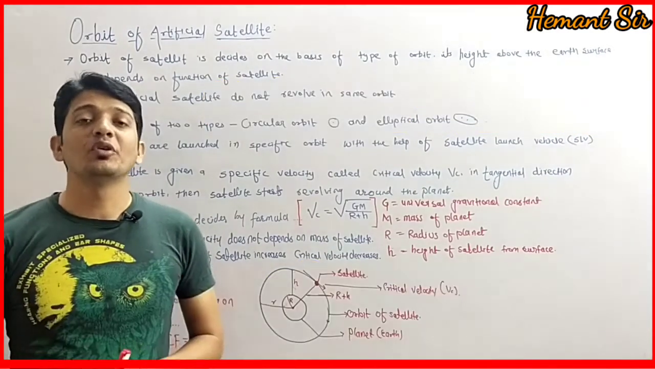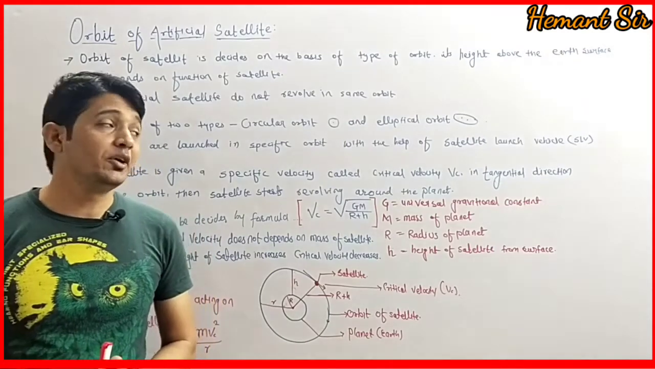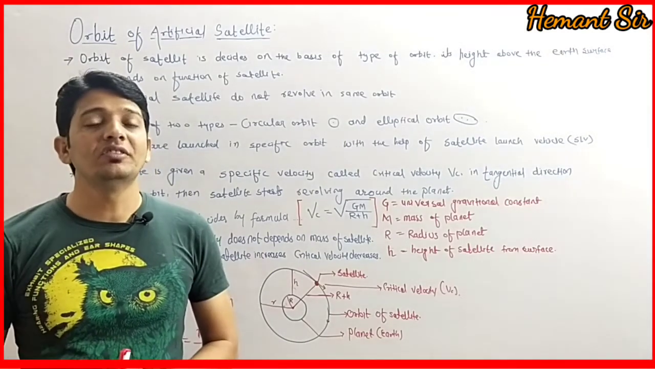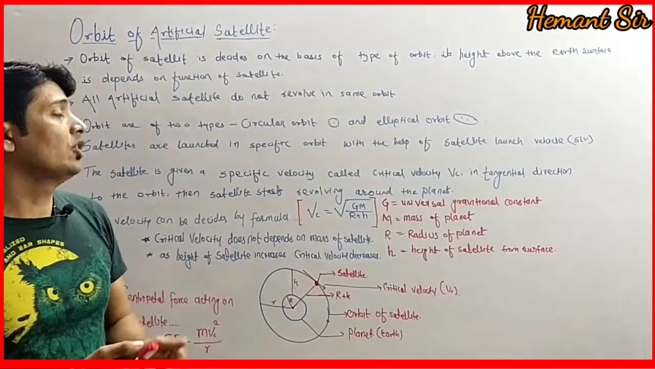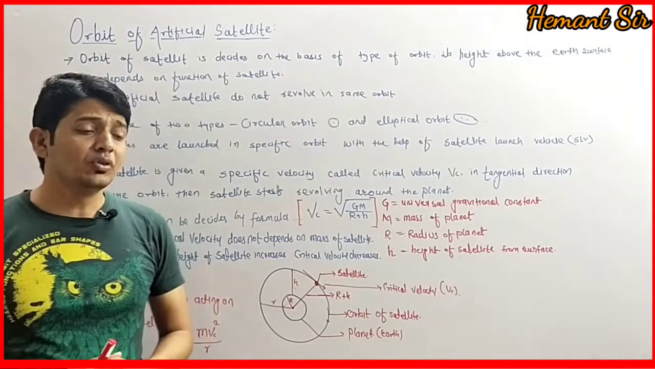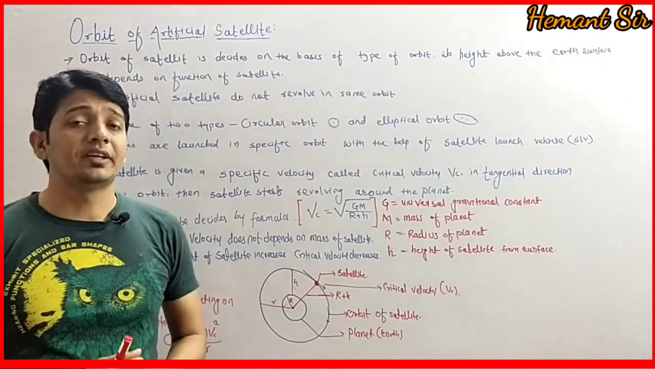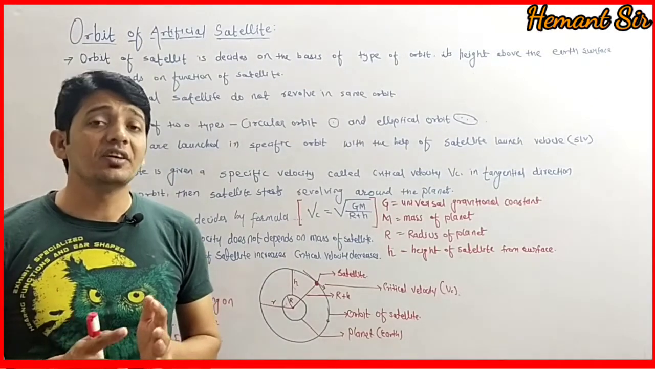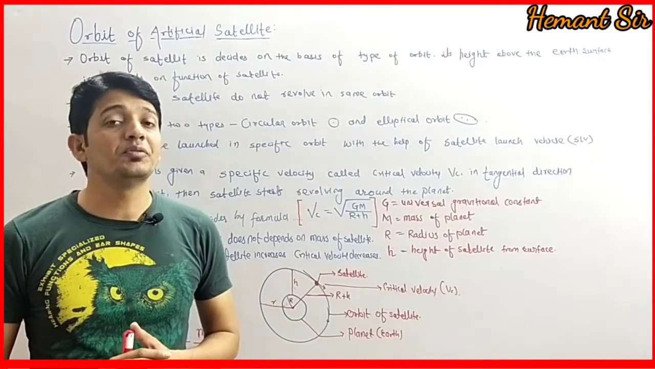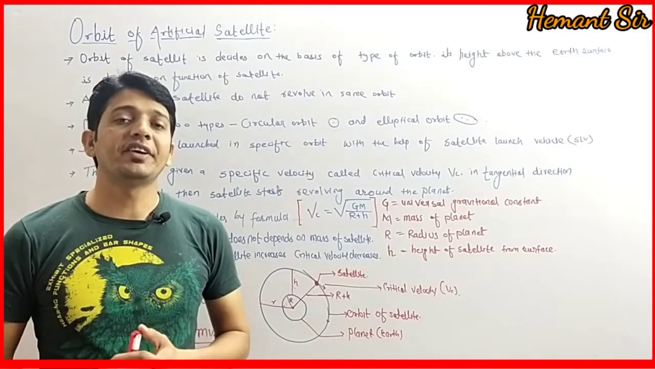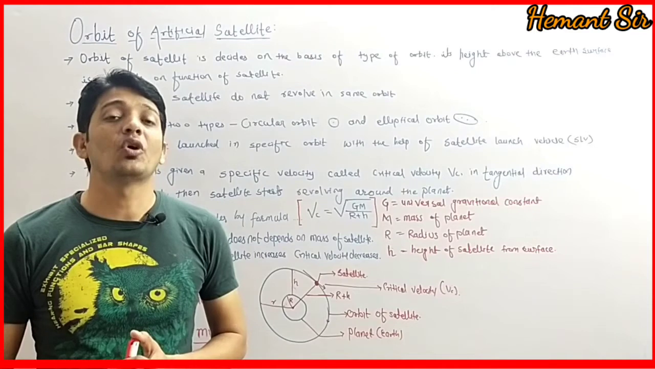So today we are going to start the new topic of our chapter called space mission. Today we are going to understand the orbit of the satellite. So what is the orbit of a satellite? A satellite revolves around any planet at a specific distance from the planet. That specific distance is called its orbit.